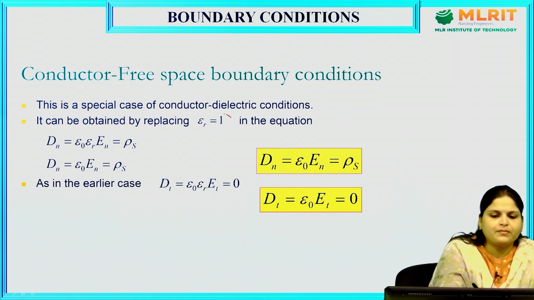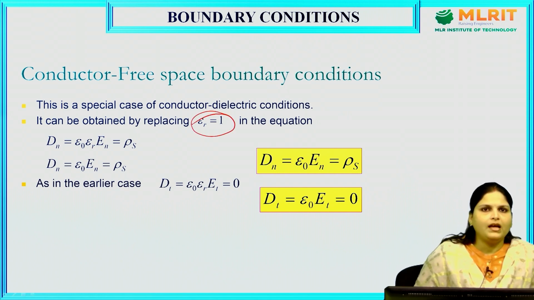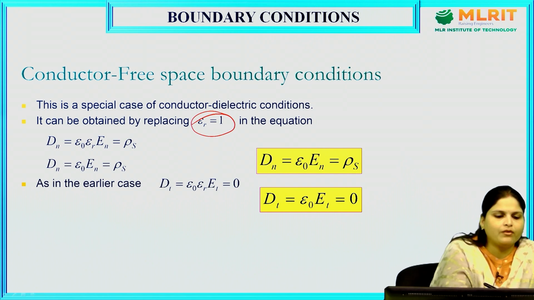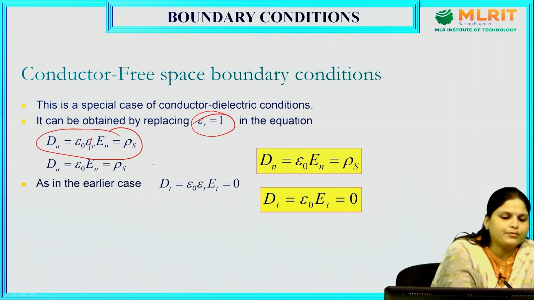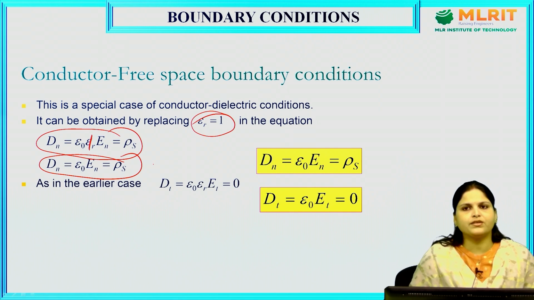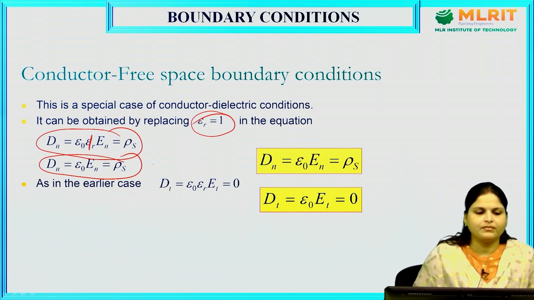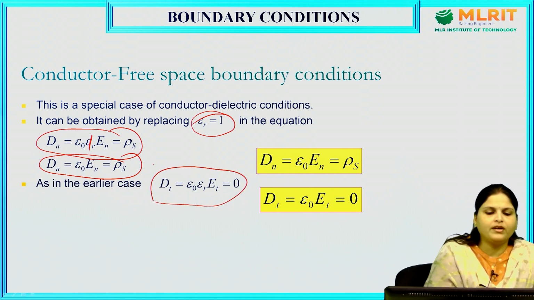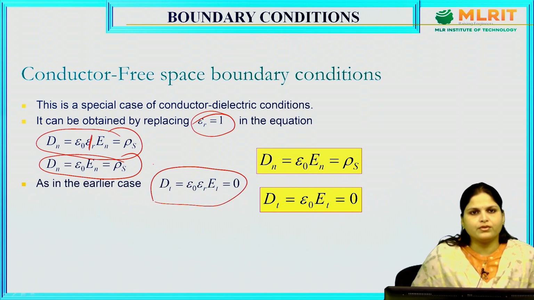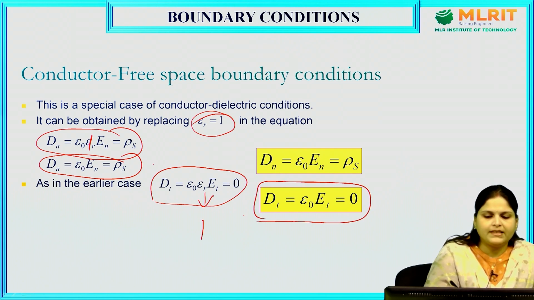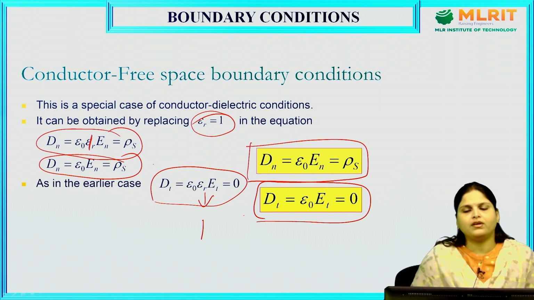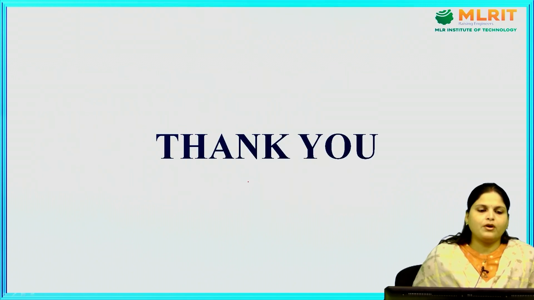As we know, for free space, epsilon r is equal to 1. And when we put this in the equation, already we have got Dn is equal to epsilon naught epsilon r En is equal to rho s. So this epsilon r will become 1, and we get Dn is equal to epsilon naught En is equal to rho s, right? And also for the tangential component, we have got Dt is equal to epsilon naught epsilon r Et is equal to 0. Again this epsilon r becomes 1. So we get Dt is equal to epsilon naught Et is equal to 0 and Dn is equal to epsilon naught En is equal to rho s. So this was about conductor free space.